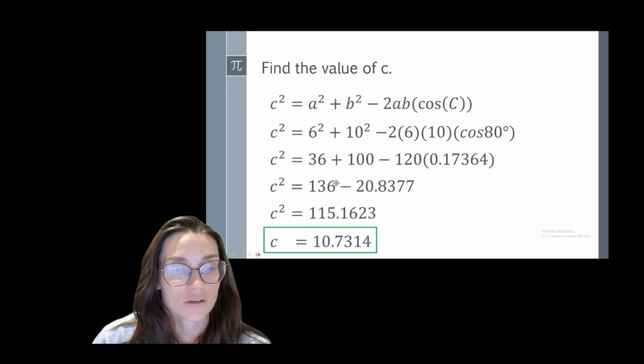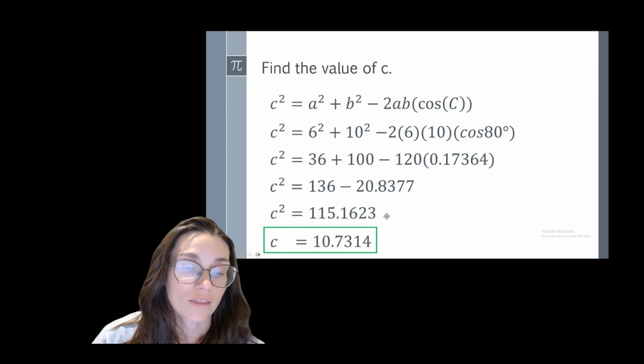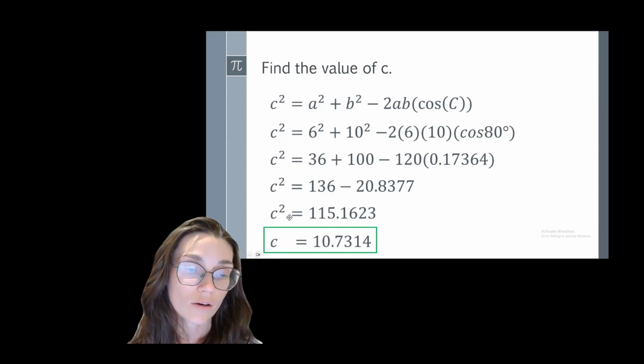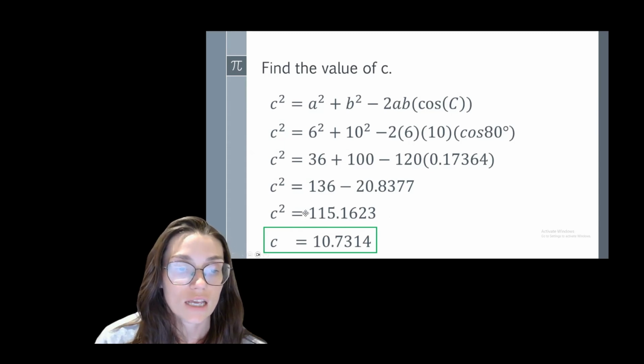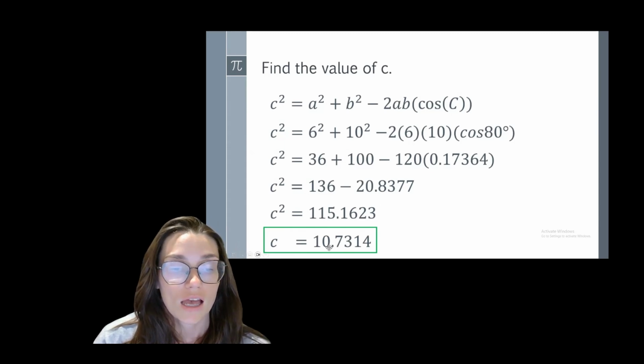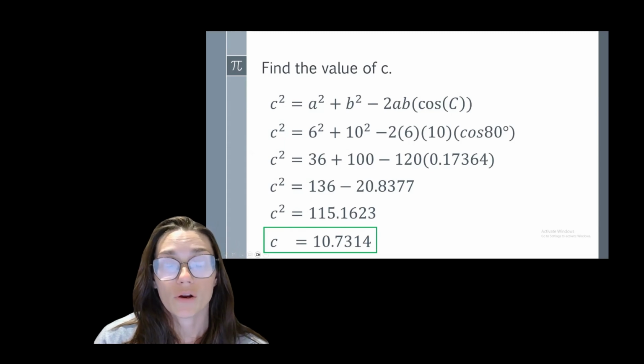Here, the next equation breaks down a little bit further. And then here, I forgot to add the square root, but it changes from C squared to just C. So you need to take the square root of 115.1623, and you will get 10.7314.